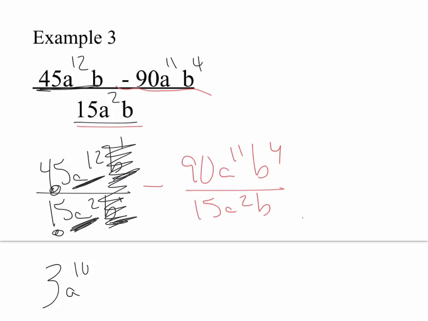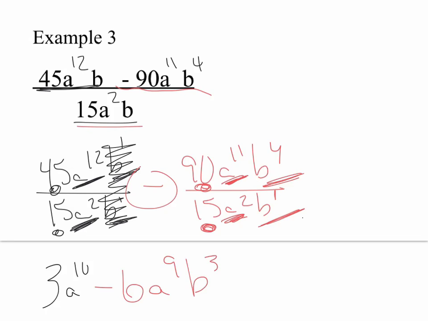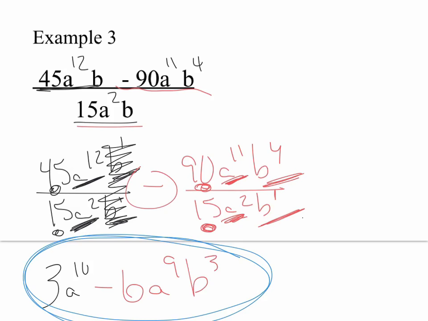Then we'll look at our second term. So our coefficients are 90 and 15. So we'll divide these. 90 divided by 15 is 6, and we have a minus or subtraction sign here. So minus 6. Look at our a's. A to the 11th and a to the 2nd. So that gives us a to the 9th. And then our b's. So b to the 4th, and this b is like a 1. So 4 minus 1 would give us 3. So b to the 3rd. And then that's our final answer, because these are not like terms.